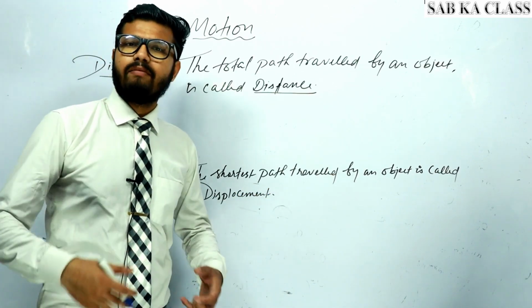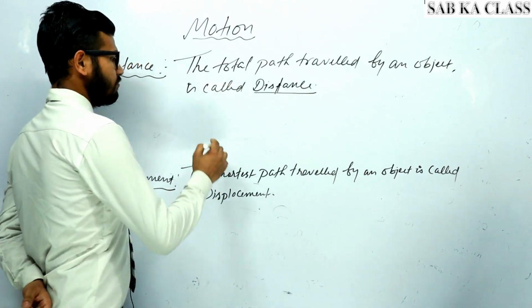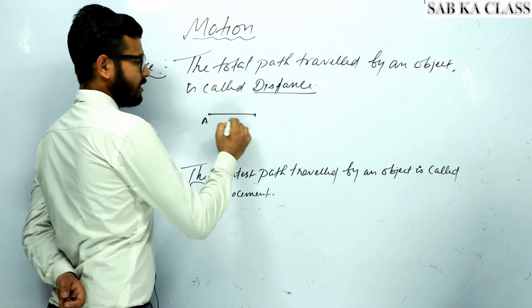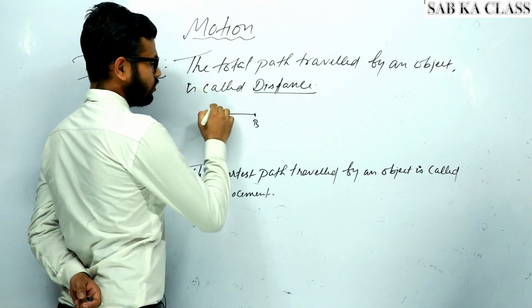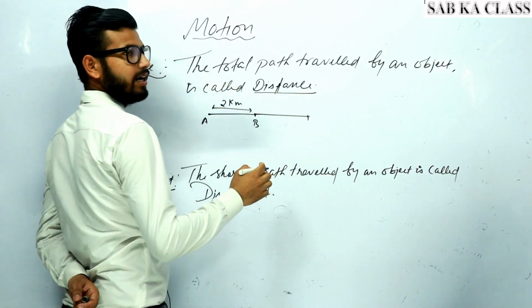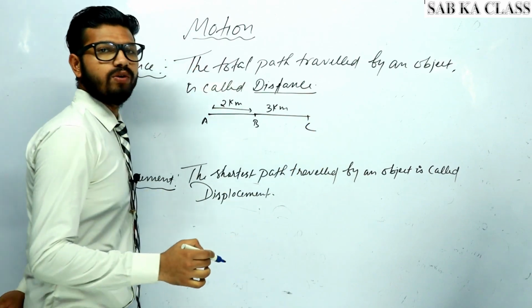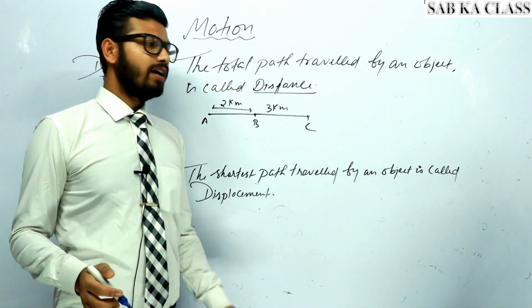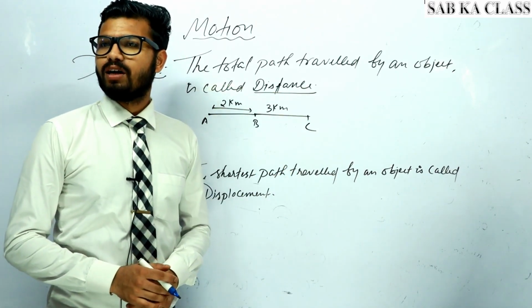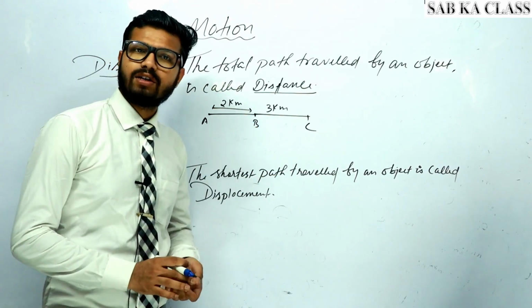Now listen, let me make you feel these words. So distance is what? The total path traveled. Suppose here is a home. ये तुम्हारा घर है मानो, घर से मार्केट क्या दूर है, suppose 2 kilometer. From market to school it is more, suppose 3 kilometer. If I ask how much you have traveled, you went from home to market and then to school, the total distance you traveled in this case is 2 plus 3, how much, 5.